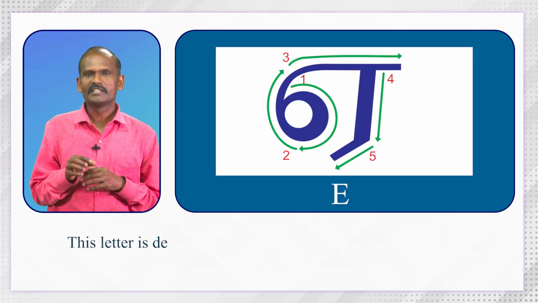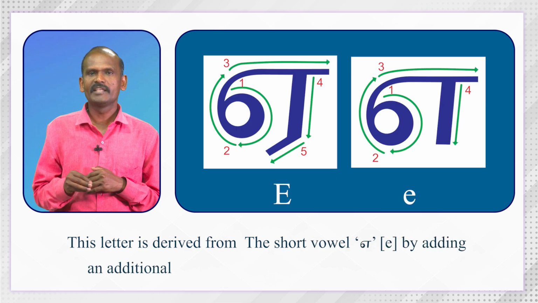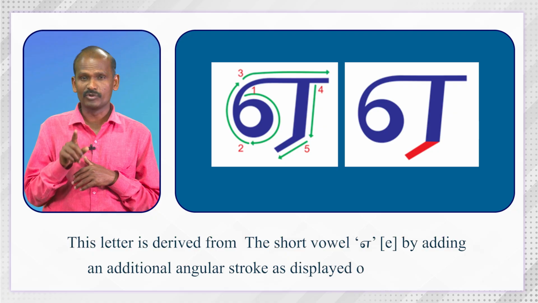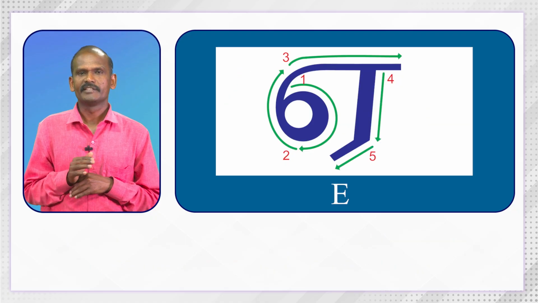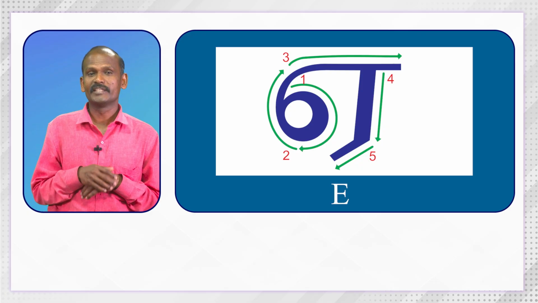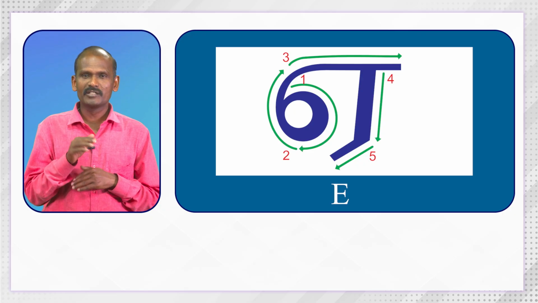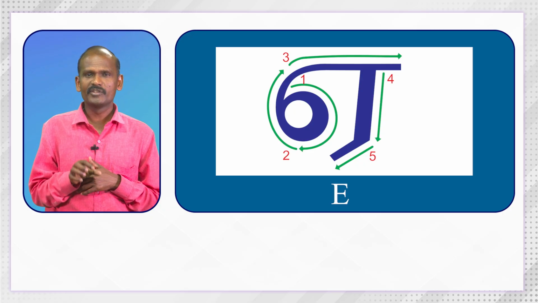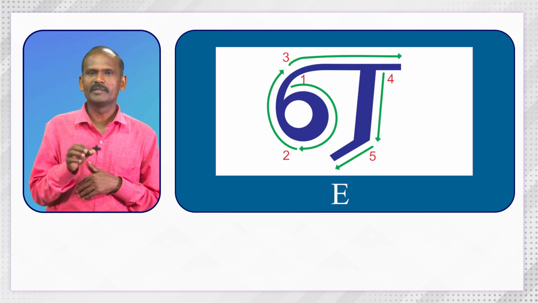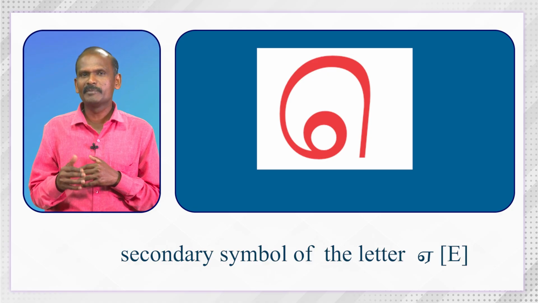Next is long vowel Aa. This letter is derived from the short vowel A by adding an additional angular stroke, as displayed on the screen. Please listen to the pronunciation of the letter carefully. This letter is also called front unrounded vowel. It has a duration of 2 units of time. Look at the secondary symbol of the letter Aa, which is displayed on the screen. This symbol is placed before the primary consonant.